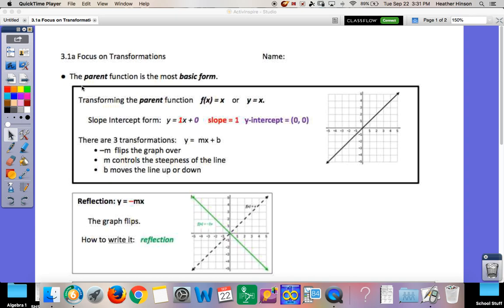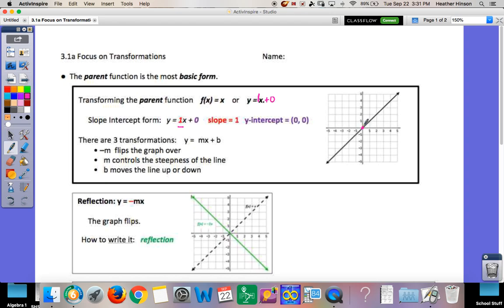So when you're looking at the parent function, that is the most basic form. For linear, which is what we look at most of the time for transformations, your parent function is f(x) = x, or y = x. f(x) and y are the same exact thing, so these are the same equation. For your slope-intercept form, because there's nothing on x, there's an invisible 1 in front, and there's a plus 0 at the end for your y-intercept. So your slope is 1, your y-intercept is 0.